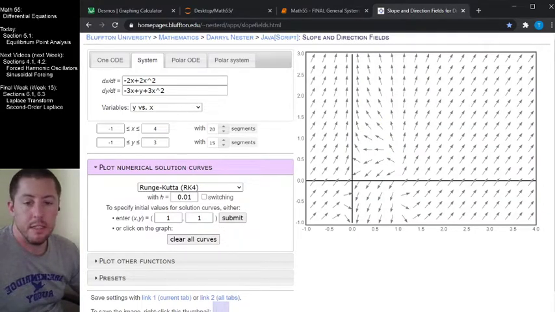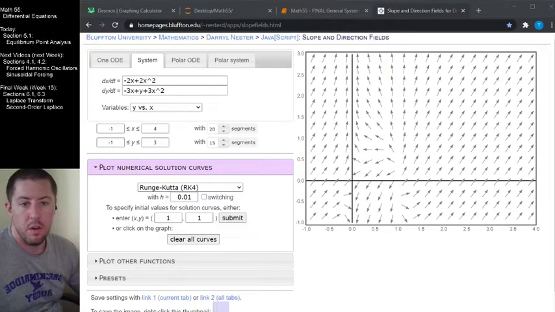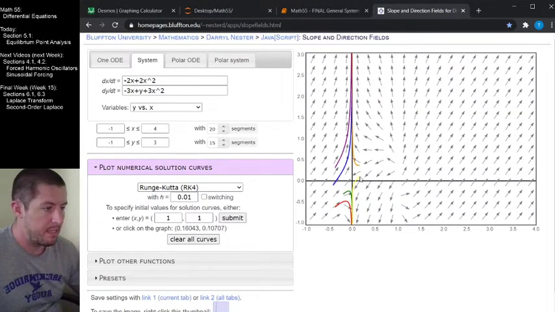What we were expecting to see, let's go ahead and remind ourselves what we just saw. We claimed that there should be a saddle at the origin and that there should be a source at 1, 0. So that's the claim. Saddle at the origin, source at 1, 0. So saddle at the origin. Yep, I'm seeing saddle type stuff at the origin here. I agree with that classification.